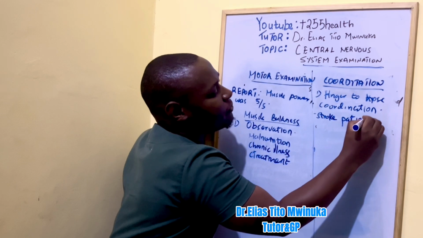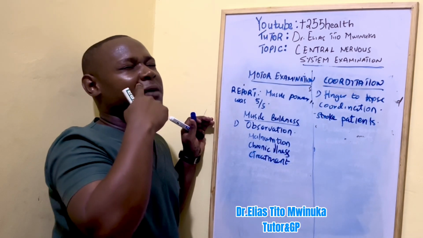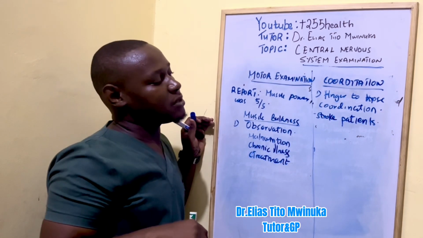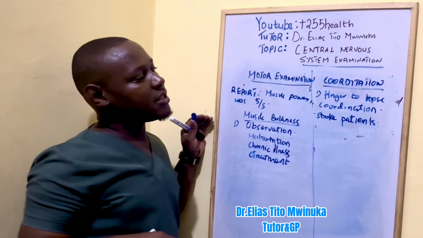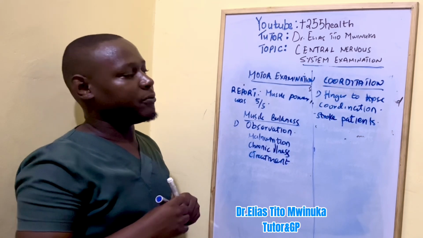So if you're going to check for coordination for this person, when he's doing this, you find that sometimes it actually diverges. Instead of going to the tongue, it goes somewhere else. So it helps you to know if there's a certain lesion and where you can actually locate the lesion.